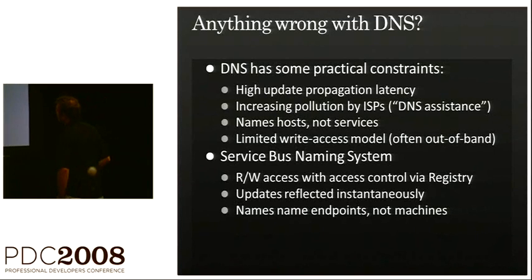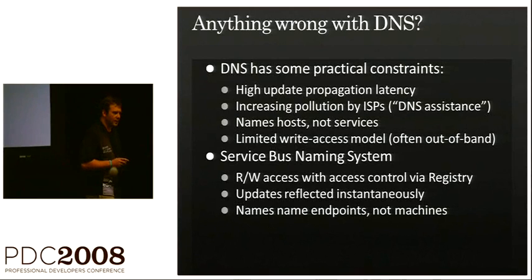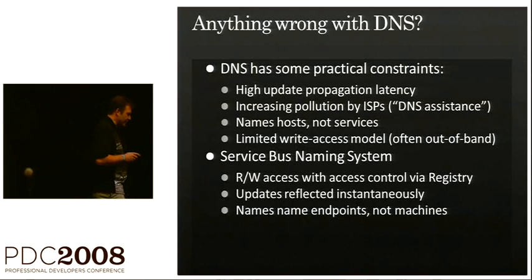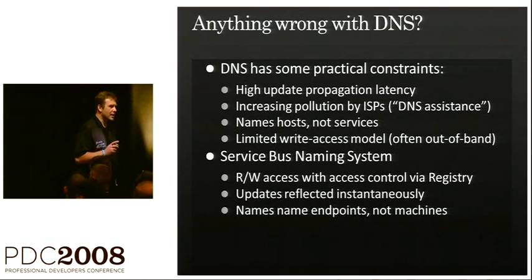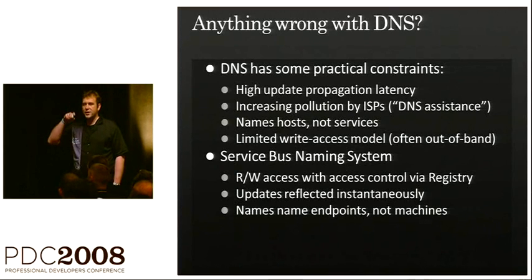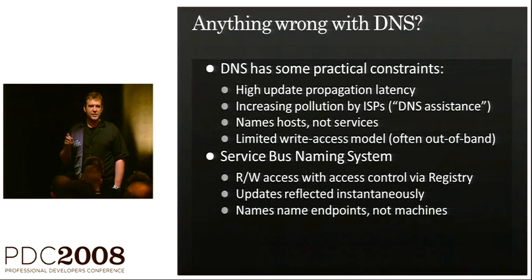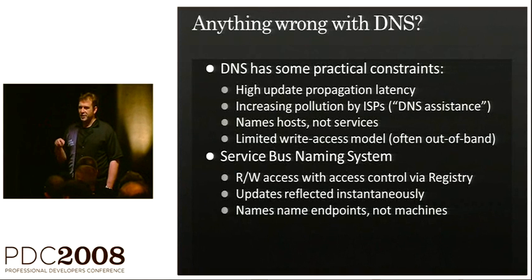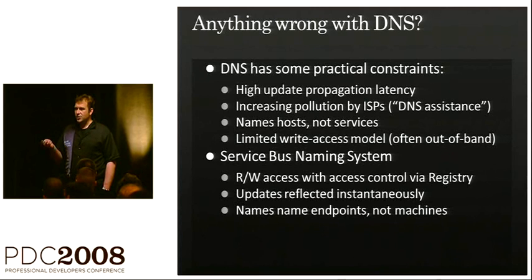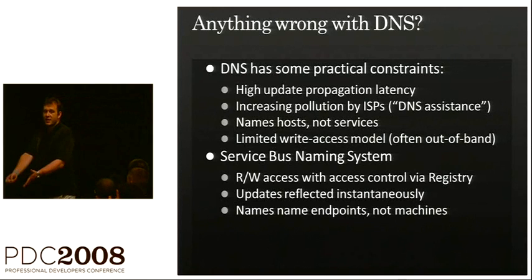But it has some practical constraints. First of all, there's a high update propagation latency. If you want to update DNS, updates are not instant. Well, in theory, they really are. If you use a dynamic DNS system, you set the TTLs to 0. But many applications basically just do a name resolution and then stick with it. And so you basically have to shut them down and open them up again. That's a practical constraint that is embedded in the apps, not necessarily the system.